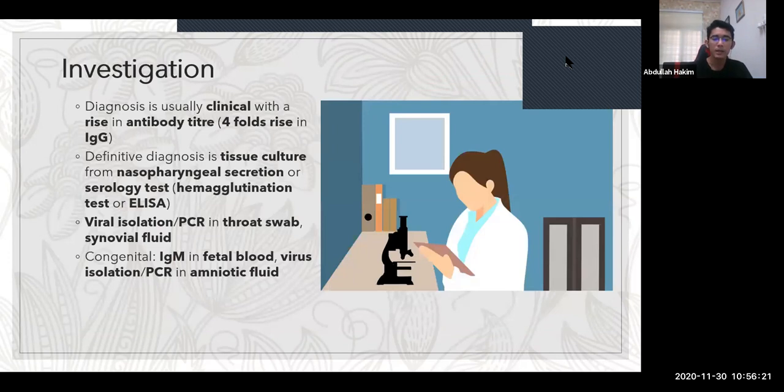So, investigation for rubella. We can confirm the clinical diagnosis by looking for the antibody titer. There'll be a four-fold rise in IgG. We can also do tissue culture from nasopharyngeal secretion, or serology tests like the hemagglutination test or ELISA. We can also do viral isolation or PCR in throat swab or synovial fluid. In congenital rubella, we can look for IgM in fetal blood and also virus isolation in amniotic fluid.